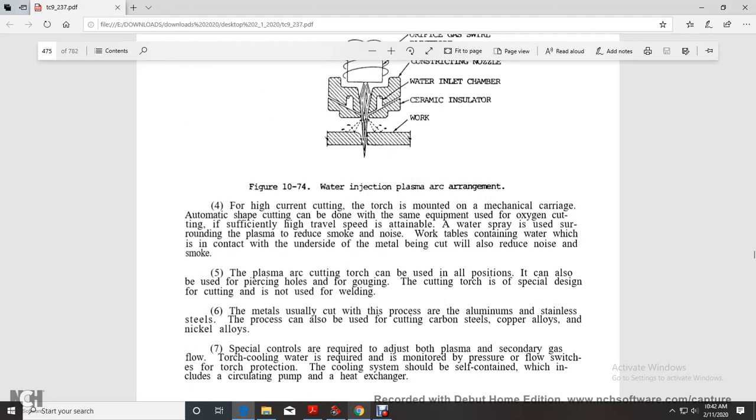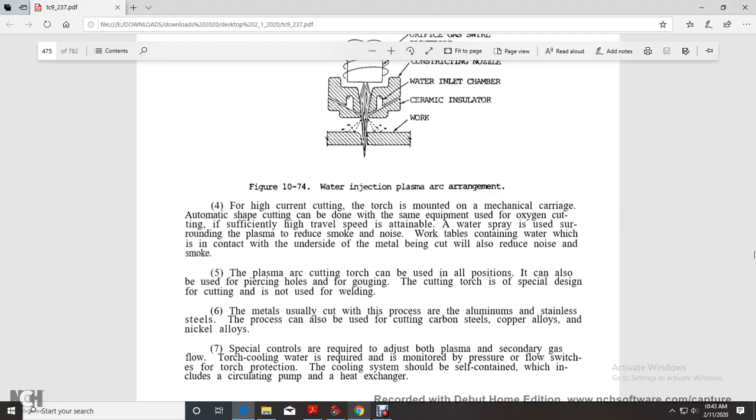For high current cutting, the torch is mounted on a mechanical carriage. Automatic shape cutting can be done with the same equipment used in oxygen cutting, at sufficiently high travel speed, with a tandem water spray surrounding the plasma to reduce smoke and noise. Work tables contain water in contact with the underside of the metal being cut, which also reduces noise and smoke. The plasma cutting torch can be used in all positions. It can also be used for piercing holes and for gouging.